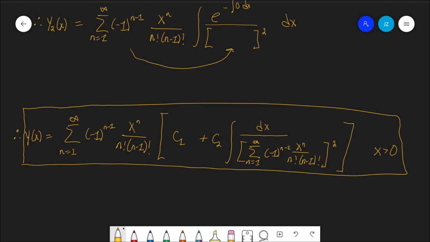If you're feeling particularly brave, you can attempt to actually evaluate this integral. I would not recommend it. It's a very long and very tedious process. I will just leave my answer in this form.